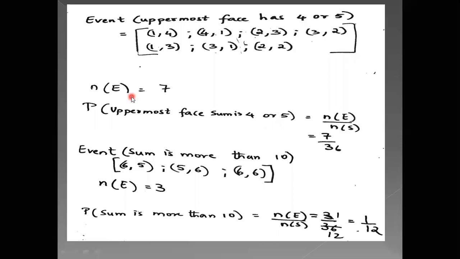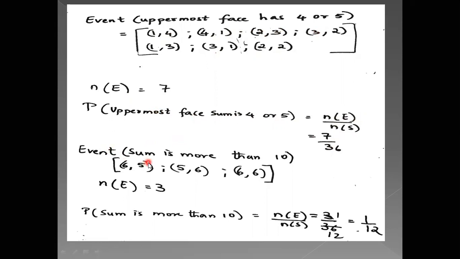Now, number of events from this, whatever we have listed, is 1, 2, 3, 4, 5, 6, 7. So you can see number of events is 7. Okay. So now probability that the uppermost face sum is 4 or 5 is number of events upon number of sample space, that is 7 upon 36. So that is the answer.